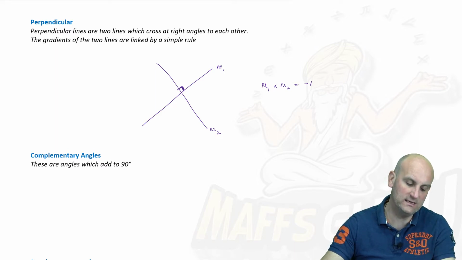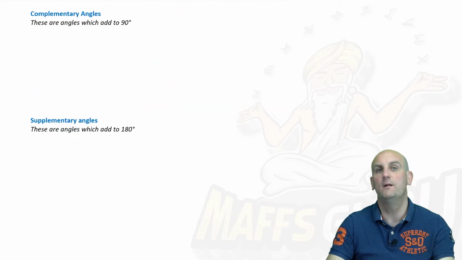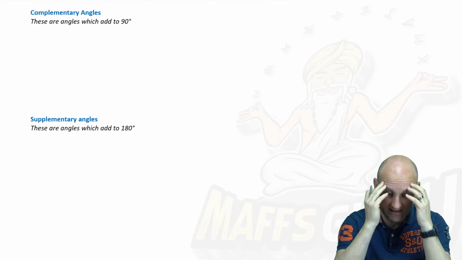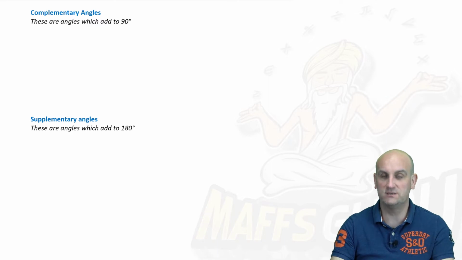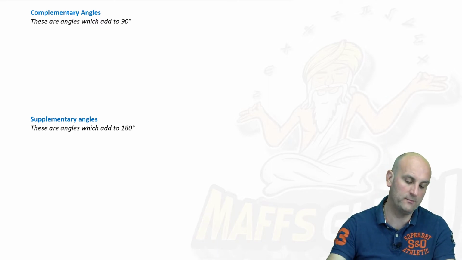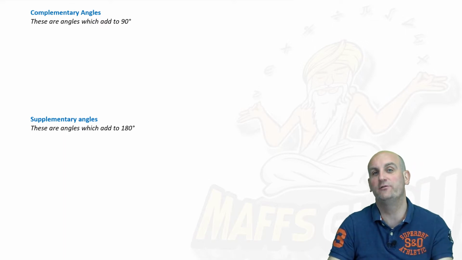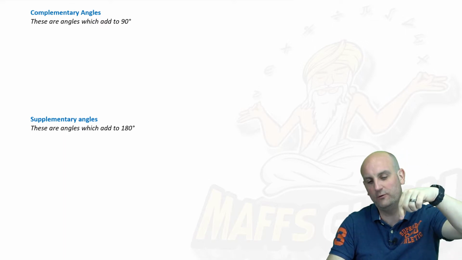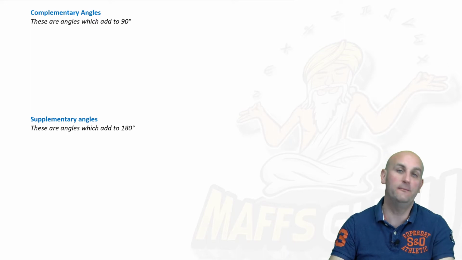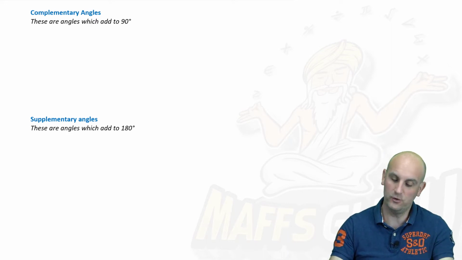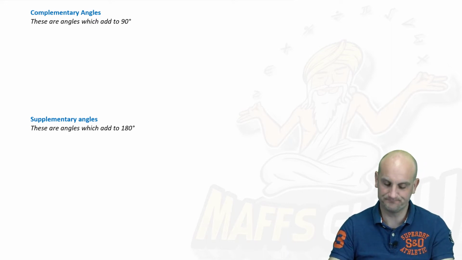Now, language is key in mathematics, and sadly, I'll be honest with you, I can never remember the difference between complementary and supplementary angles. I don't know why, my brain just does not want to remember it. So if you have an easy way to remember complementary and supplementary too, please leave a comment below and let me know how you remember it. Who knows, I'll actually name it after you.